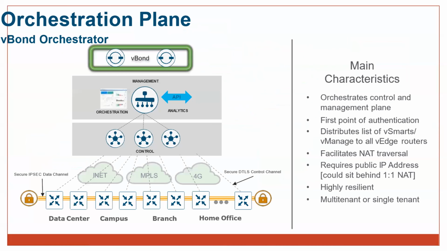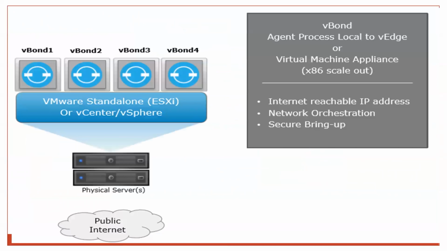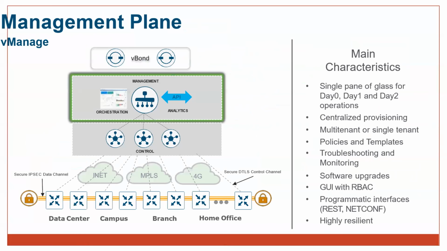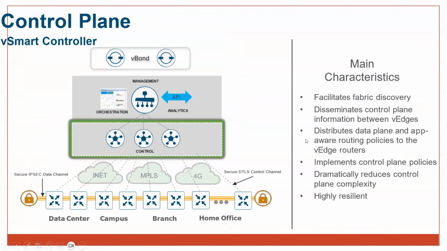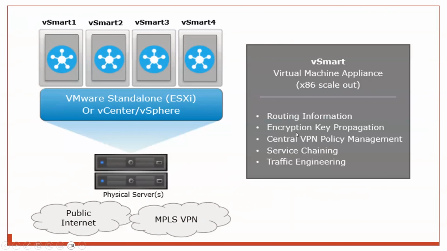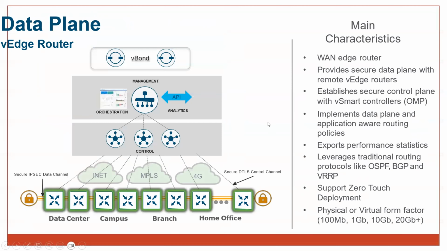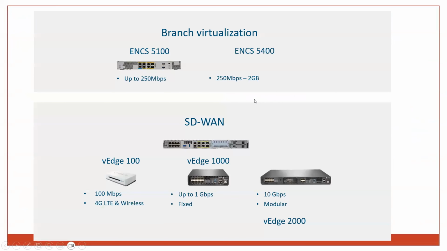Okay. Now in this slide, I have given some notes related to the orchestration plane, some slides related to vBond, and then some slides related to vManage. Whatever we have discussed, those things are only there. vManage is there for centralized management, REST API configuration, and monitoring management. Then vSmart is there for routing, IPsec, VPN, service chaining, traffic engineering. It's all policies.